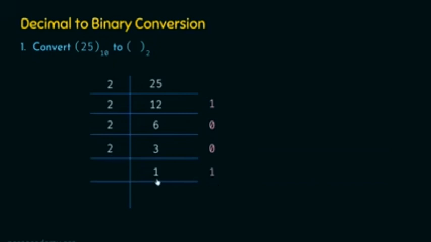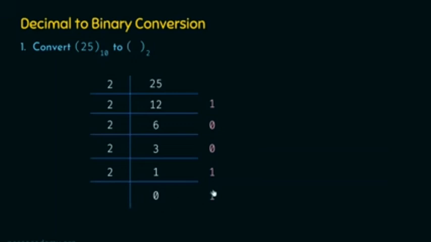After this, we need to divide this number 1 by 2. We will get 0 as the quotient and we will get 1 as the remainder. Now we need to stop here. As soon as we get 0 as a quotient, we need to stop immediately.